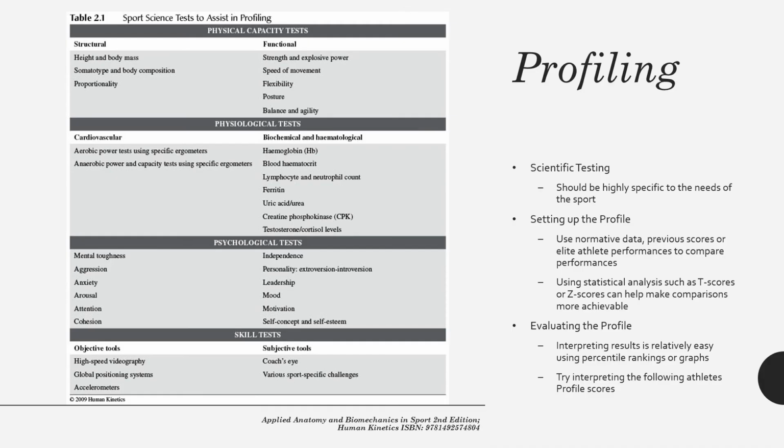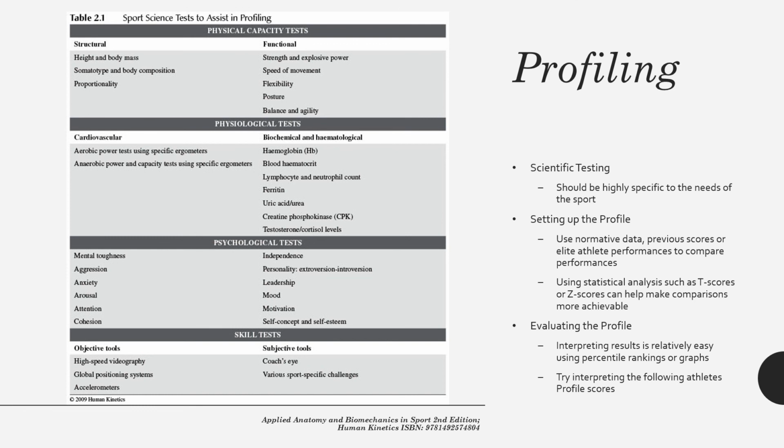So when you're going through the profiling process, there's a lot of different things that you can do to set up the profile. You can do scientific testing, and you have some examples over here in the table on the left, but these need to be highly specific to the needs of the sport. So for example, if I'm working with a runner and I look over here, physical capacity tests, I probably would want to know things about their height and their weight, maybe their body composition. I'd also want to know things about, say, their speed of movement.